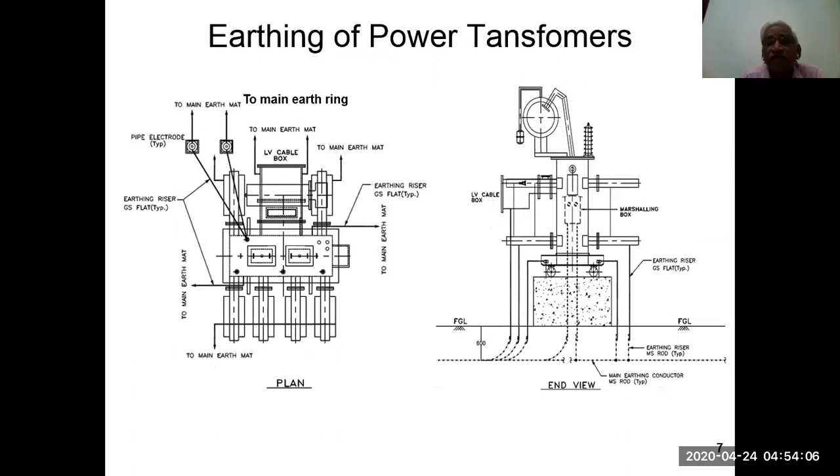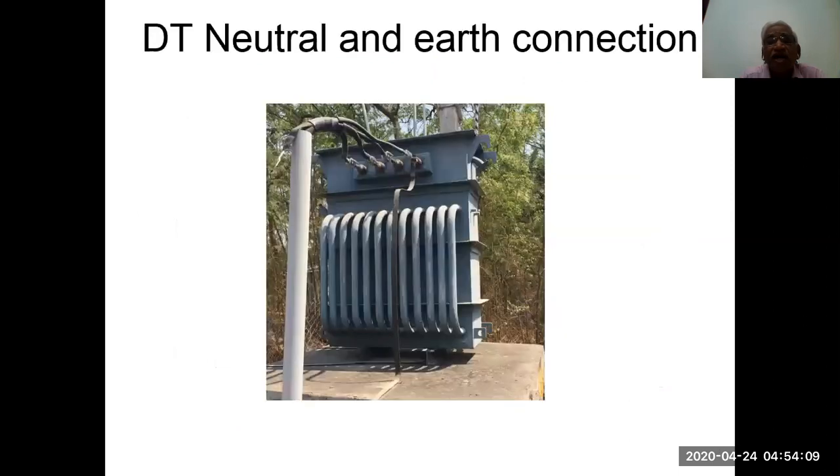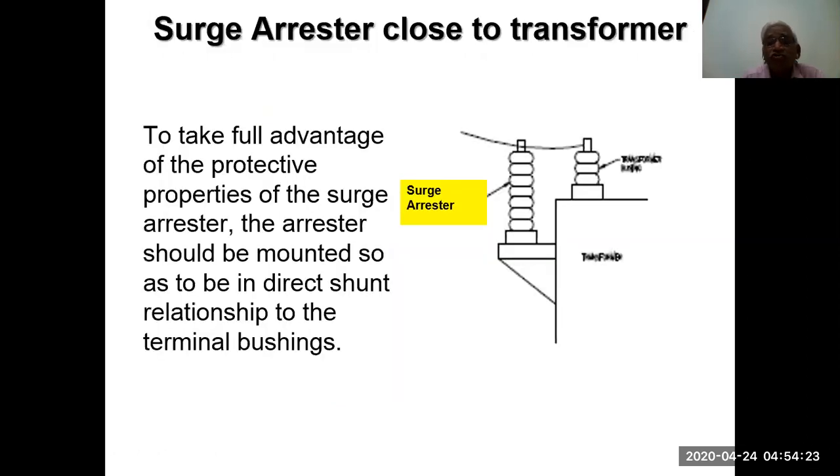Second one is for the distribution transformer, and this is an example of a DT neutral connection to the earth connection. You can see here that there is a connection coming independent of that. And where a surge arrestor is provided close to the transformer, there can be an earthing from this point, or the body is already earthed, but independently you have to earth it directly. To take the full advantage of the protective properties of the surge arrestor, the arrestor should be mounted as close as possible, in direct shunt relationship to the terminals of the bushing.